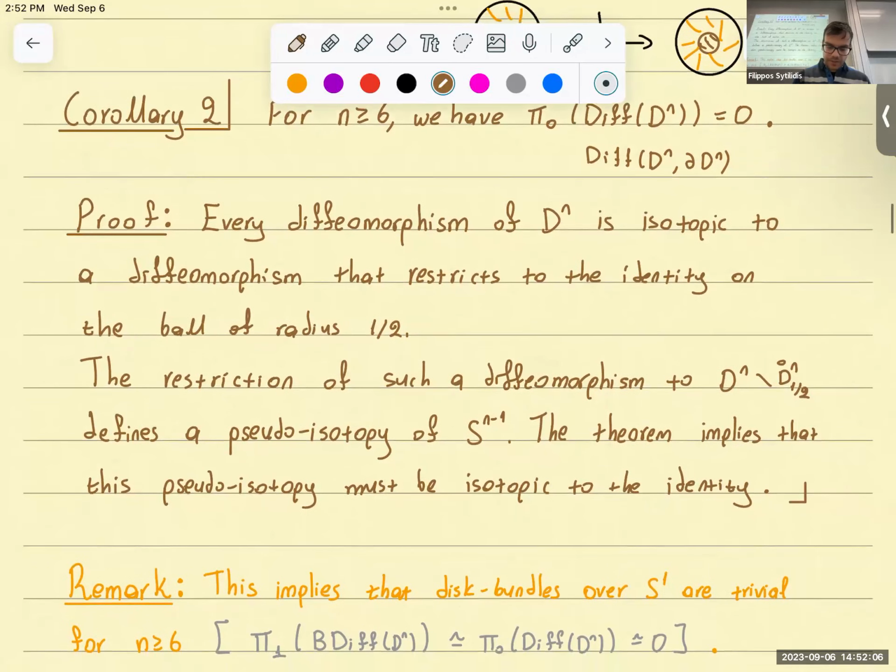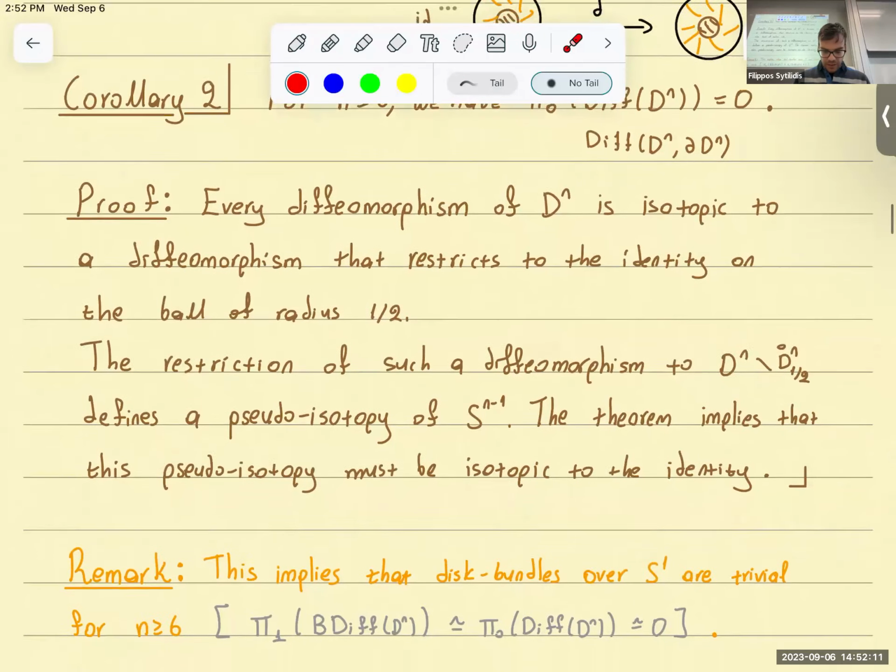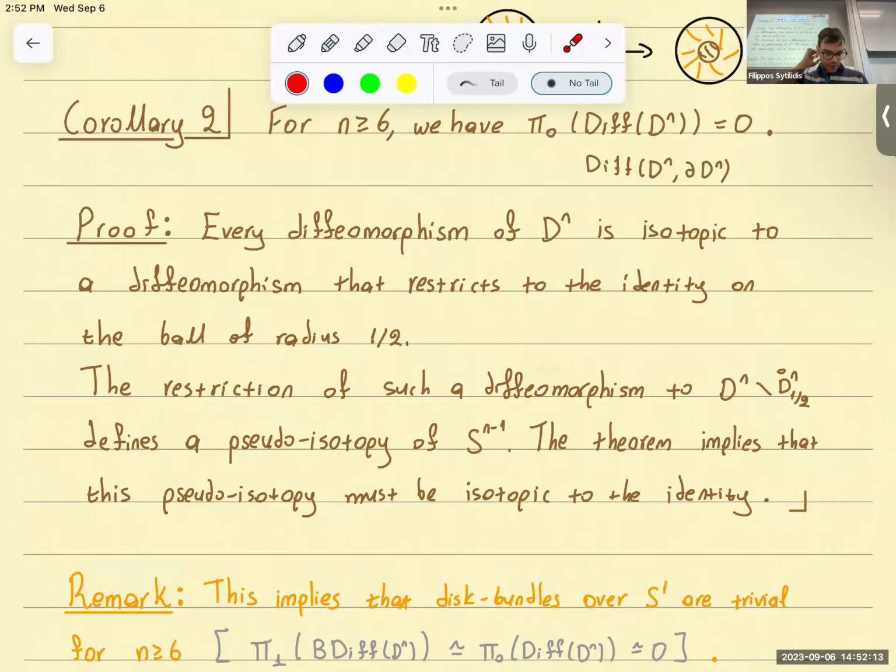So there is a lot of work that people have done for higher homotopy groups and other algebraic invariants for this group here.